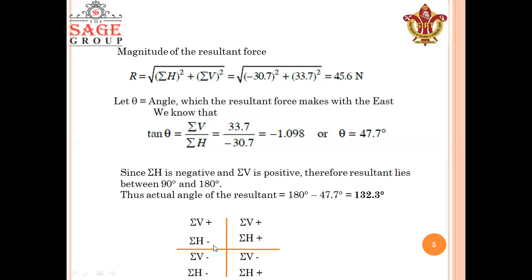This is the actual value, which is the angle from the horizontal or from the east. That means the actual resultant lies approximately here, at an angle of 132.3 degrees. So this is the simple process for resolving the forces.